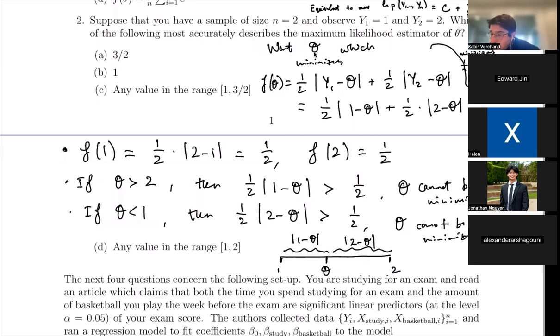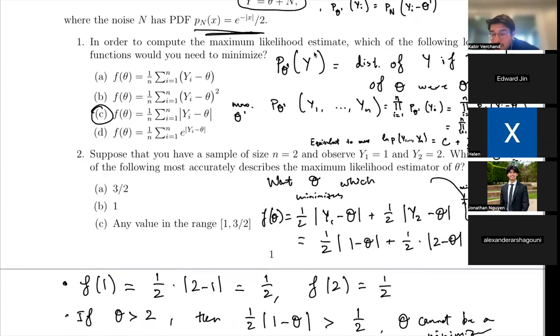But going through now, if I look at theta between 1 and 2, and I look at this sum of the absolute value of 1 minus theta plus the absolute value of 2 minus theta, it's always going to be equal to 1. It doesn't matter where theta is, the sum of these two quantities is always 1. That means that for theta between 1 and 2, the value is always equal to 1/2, which means the answer is D. All of these values have the same quantity, and they're all minimizers.